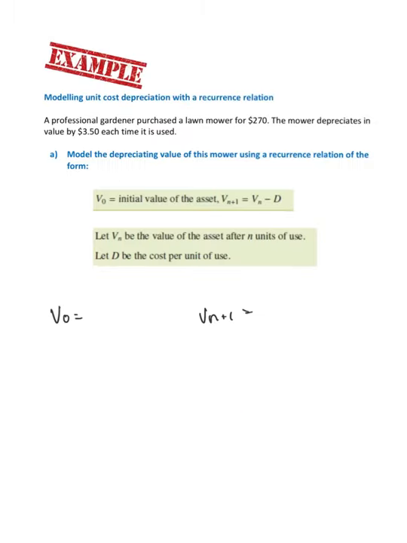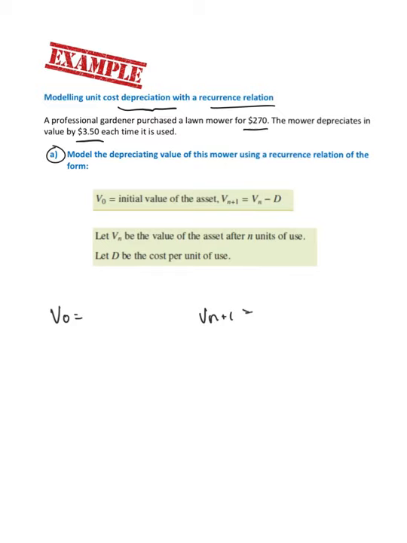Modelling unit cost depreciation with a recurrence relation. A professional gardener purchased a lawnmower for $270. Must be an alright lawnmower. The mower depreciates in value by $3.50 each time it's used. That is a lot of money for each use. Part A says model the depreciating value of this mower using the recurrence relation of the form.